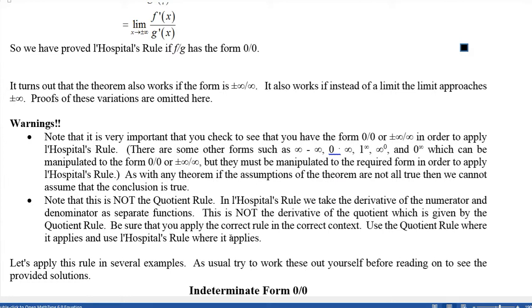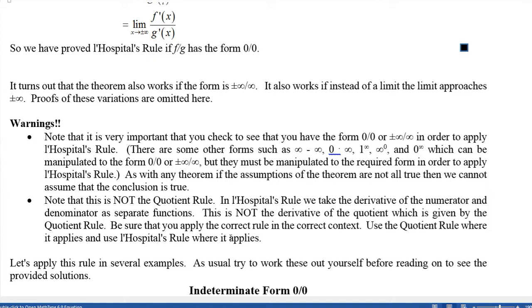In L'Hopital's rule, what we're doing is we're trying to find the limit of a quotient which has form 0 over 0 or infinity over infinity, and we do that by taking the derivative of the numerator and the derivative of the denominator as separate functions. Notice this is not at all what happens with the quotient rule. The quotient rule is to be used when you're taking the derivative of a quotient, okay, which is something completely different. So be sure when you need to use the quotient rule, apply the quotient rule and not L'Hopital's rule. And be sure when you need to apply L'Hopital's rule, you apply it and not the quotient rule.